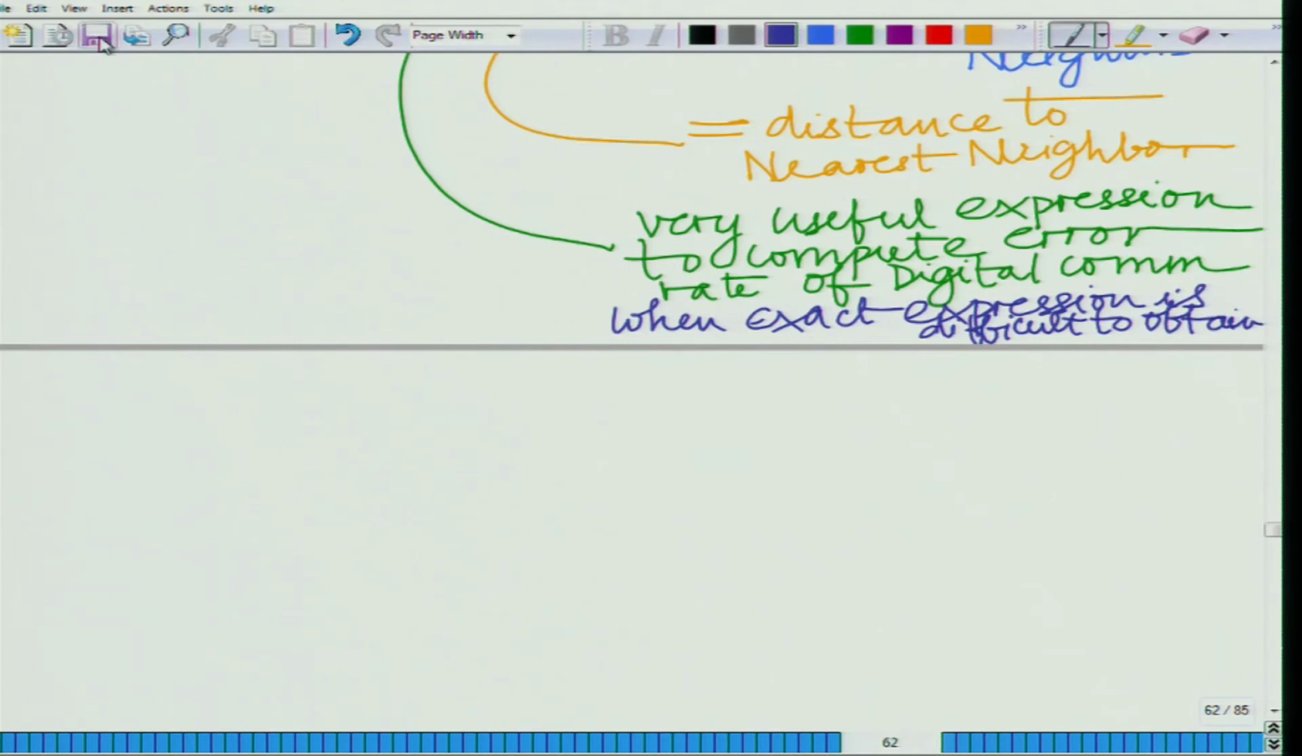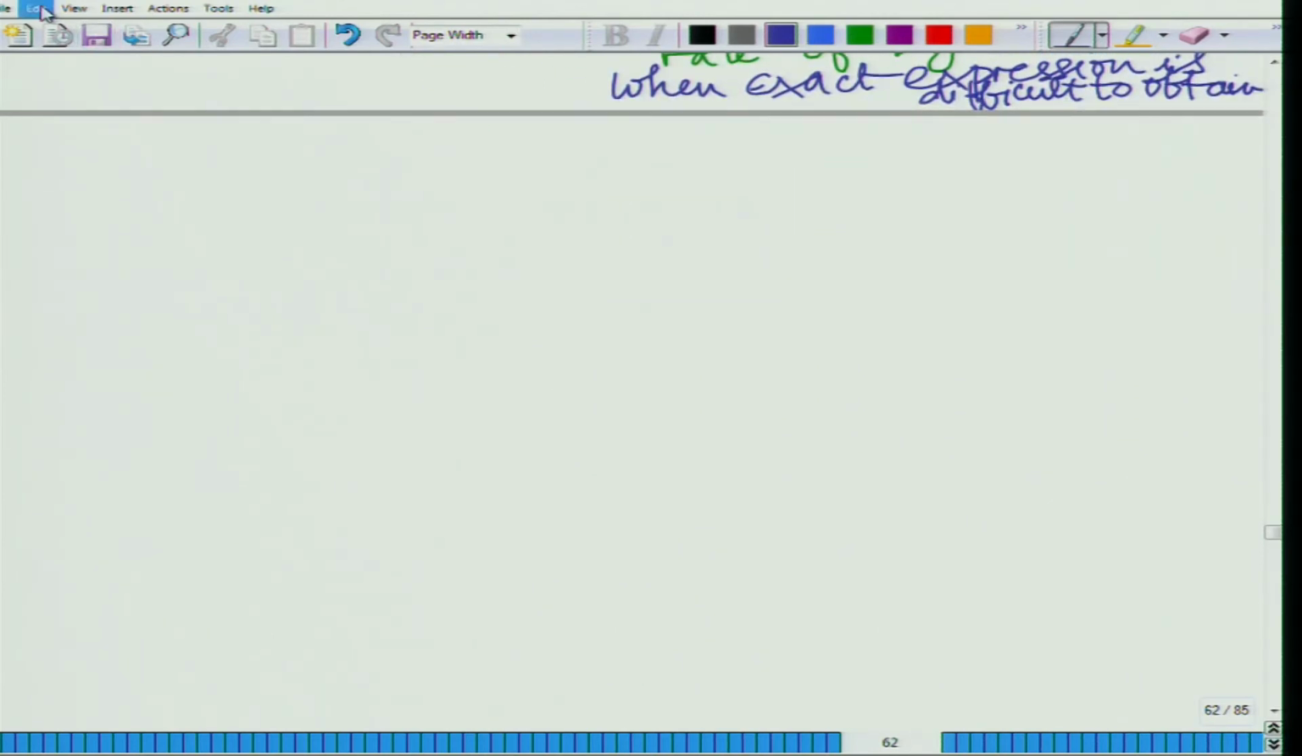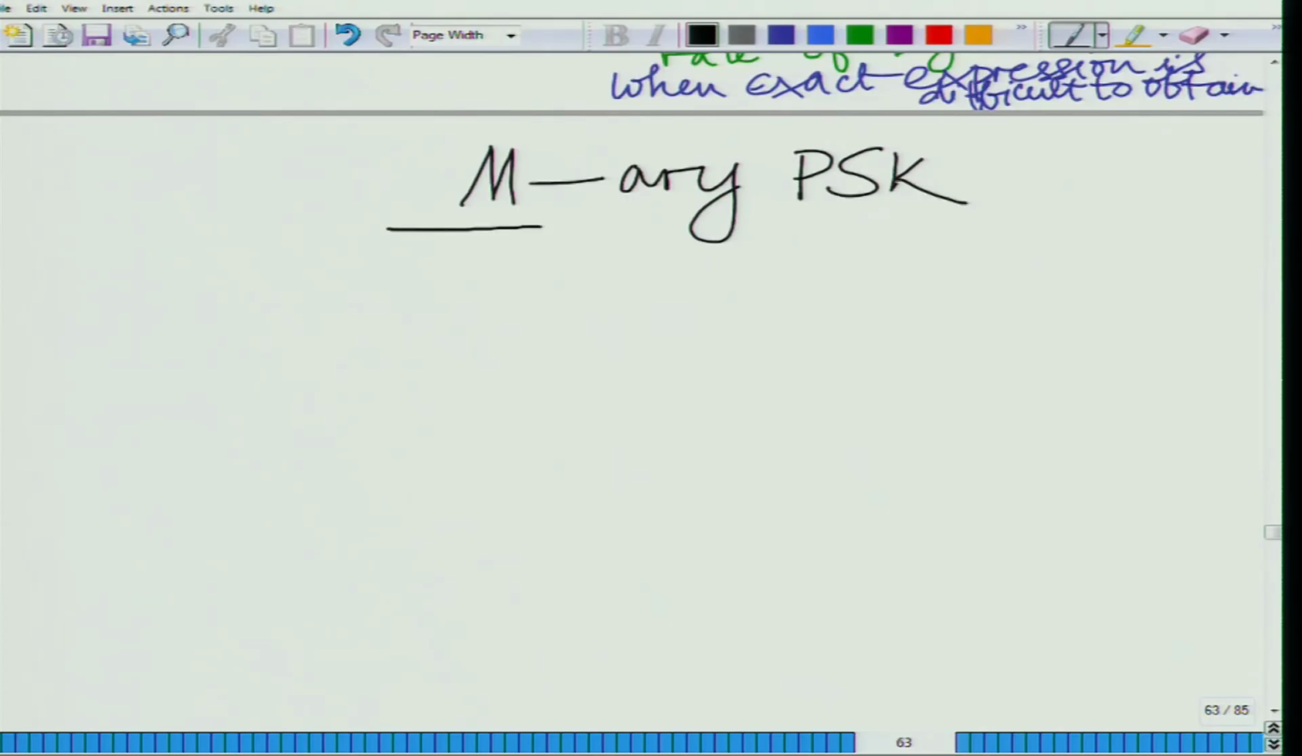When exact expression is difficult to obtain. Now, let us go to our M-ary PSK constellation, and here we want to find again the symbol error rate using the nearest neighbor criterion, using this approximation based on the number of nearest neighbors.